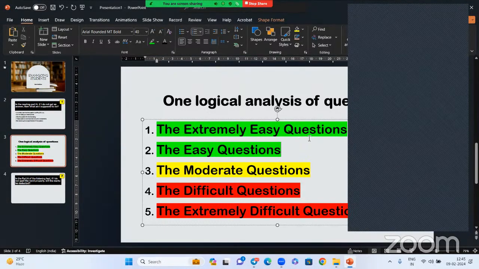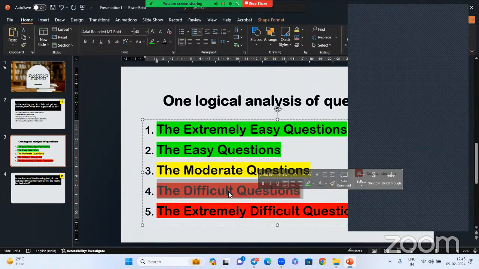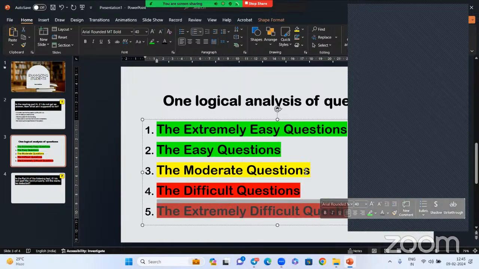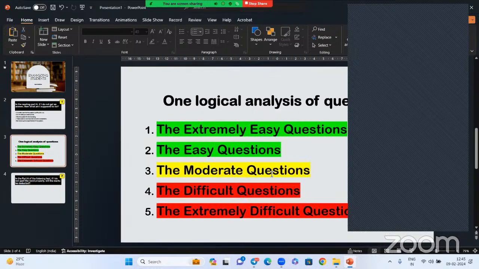Next one. Now let me ask moderate questions. Moderate questions mean you need to go to the question and check, and only then come to the answer. The difficult questions will confuse you, and the extremely difficult questions will trouble you. So these are the 5 different types of questions.